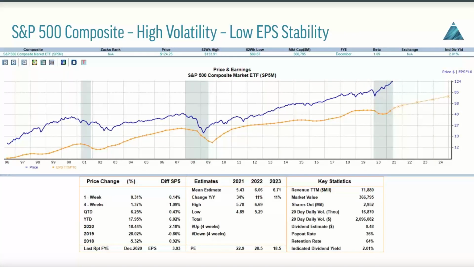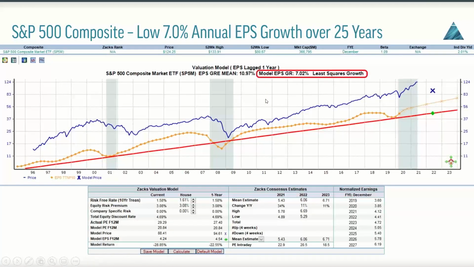So let's review again the S&P 500 out of the research system. This is the composite of the S&P 500, high volatility, low earnings stability. You can see that with the orange trend line here in earnings, the EPS stability, obviously very cyclical, and then that high volatility with the blue line in price. You can see that price just getting dragged through those recessionary troughs. And obviously, that's something that we strive to avoid with the Earnings Certain family.